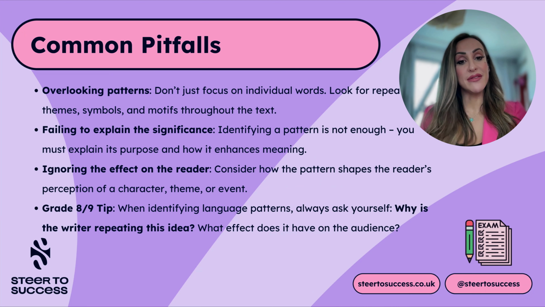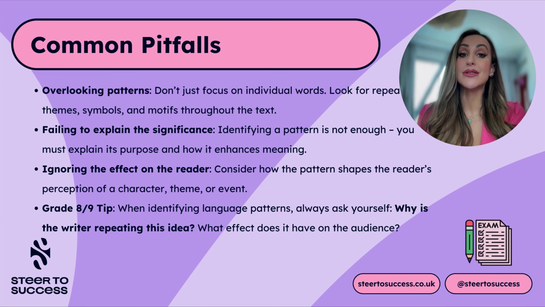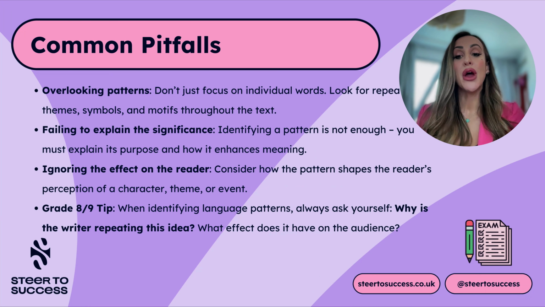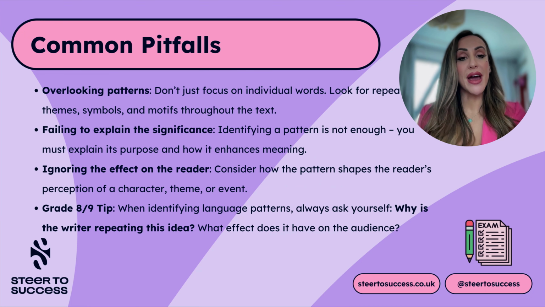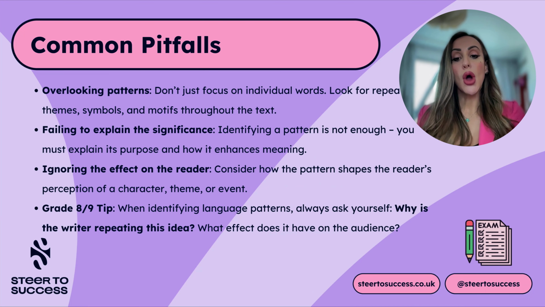So don't just focus on individual words. Look for repeated themes, symbols, and motifs throughout the text. And failing to explain the significance. So identifying a pattern is not enough. I've mentioned this before, but to reinforce it again, remember I talked about repetition and how it's important. I do a lot of repetition in these lessons to really get these ideas across to you. You must explain its purpose and how it enhances meaning. And don't ignore the effect on the reader. Consider how the pattern shapes the reader's perception of a character, theme, or event. And as a grade 8 or 9 tip, when identifying language patterns, always ask yourself, why is the writer repeating this idea? What effect does it have on the audience or on the reader?